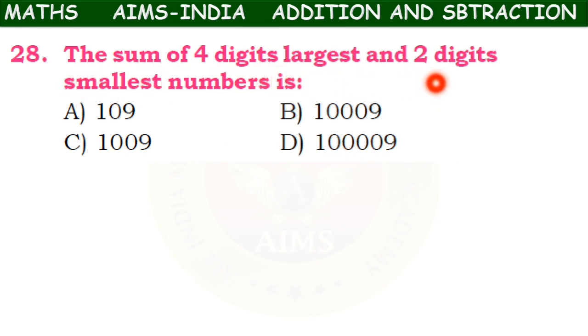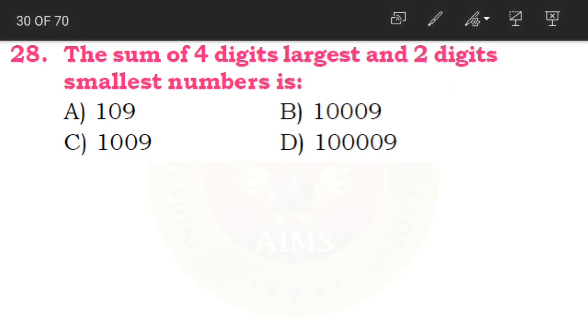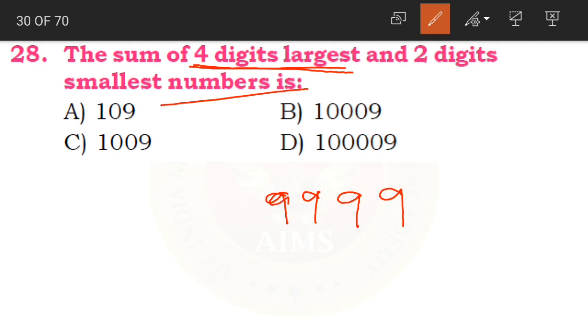The sum of the 4 digits largest and 2 digits smallest number. See, what they are asking basically is the sum of the largest 4 digit number. What is the largest 4 digit number? That is 9999. Yes, 4 digits, so 4 nines. And the smallest 2 digit number. So 2 digits should be there in the number, smallest, right? So the first number will be 1 and the other places will be filled with zeros. So 10 becomes the smallest 2 digit number.